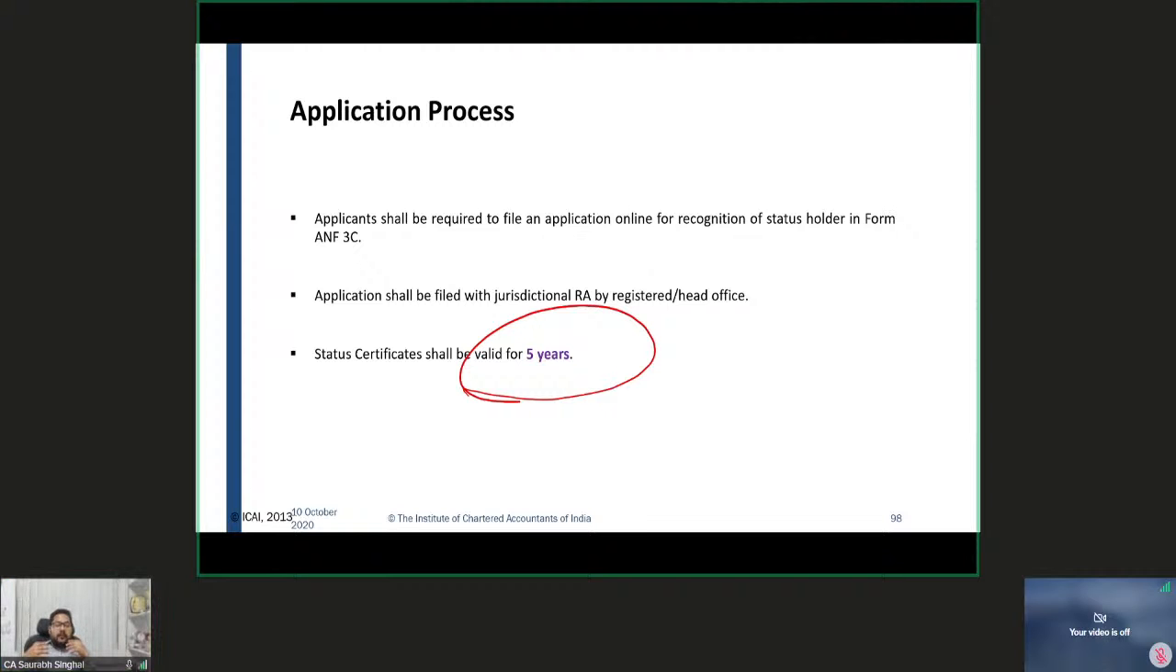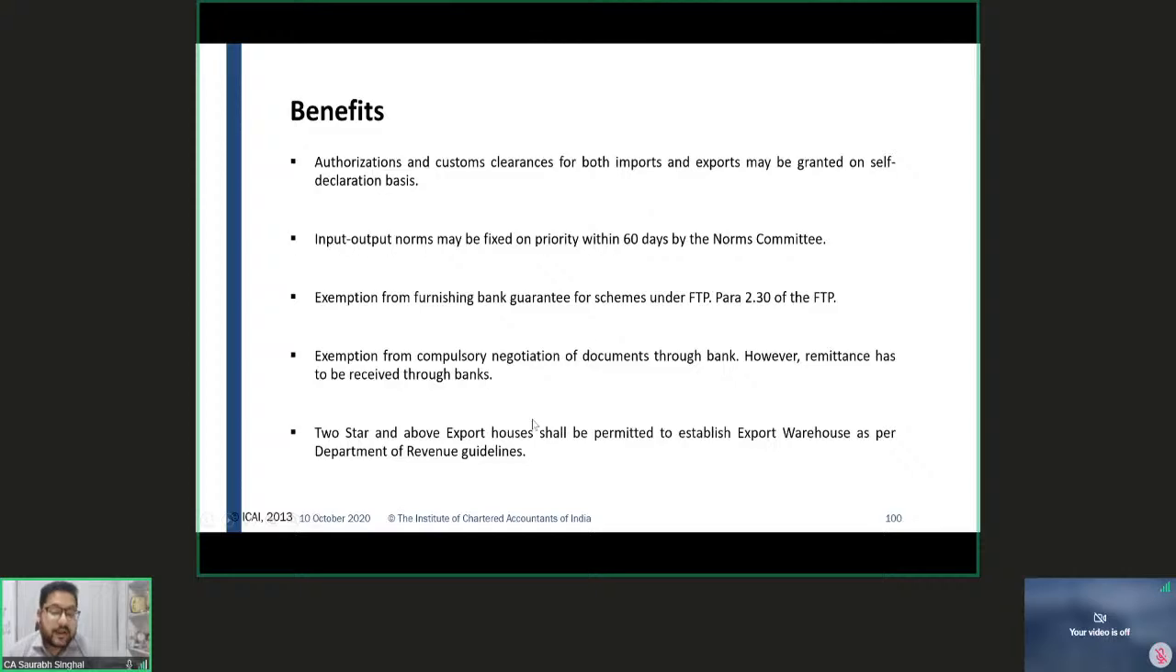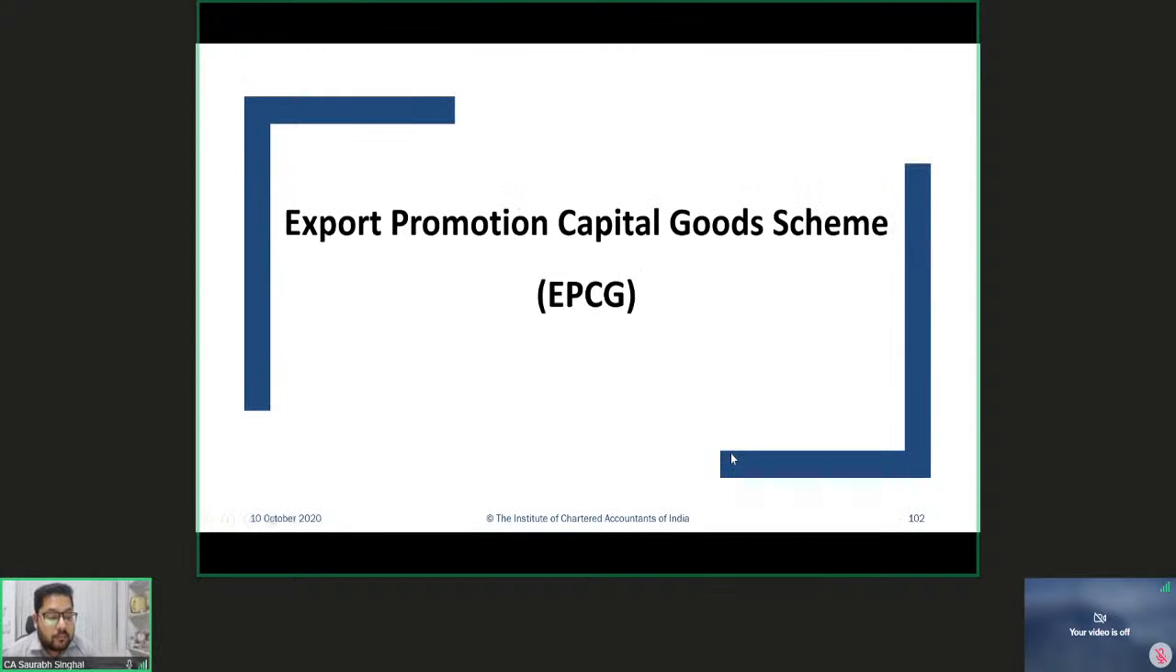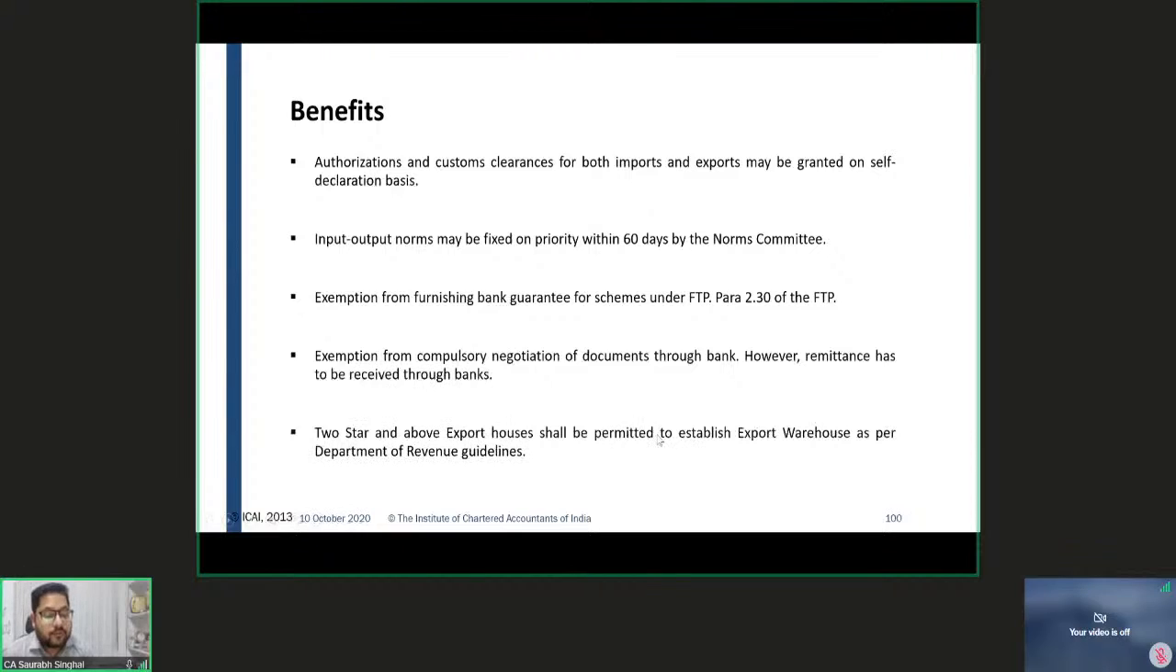What is the benefit of getting this status? The basic benefit is that you are taken as a credible exporter or importer. Your self-declarations are accepted at the seaport or airport or air cargo complex. You are given various benefits, such as only a normal bond instead of a bank guarantee. In many cases customs requires a bank guarantee to be given, but yours will be done through only a simple bond.